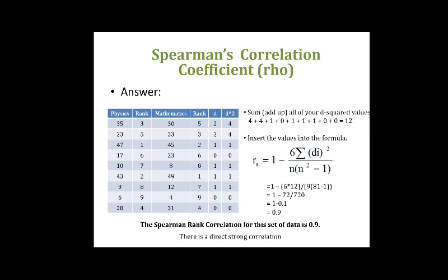And the value is greater than 0.75, which means you have a direct strong correlation between these two variables, physics and mathematics. So this is very simple compared to Pearson's correlation coefficient, because here we have very little calculation. In that one we calculate the summation of x, summation of y, summation of x square, summation of y square, summation of x into y. Many terms we are calculating.